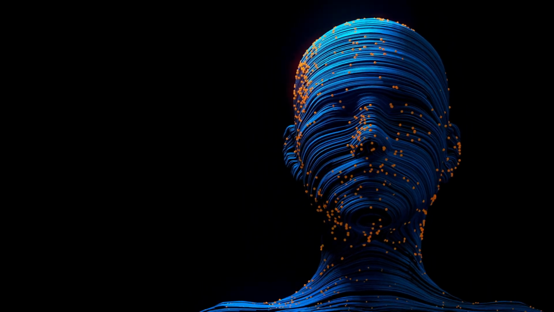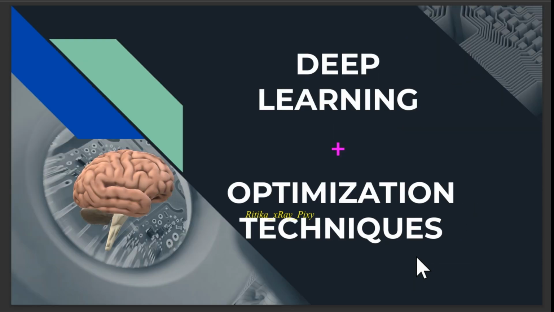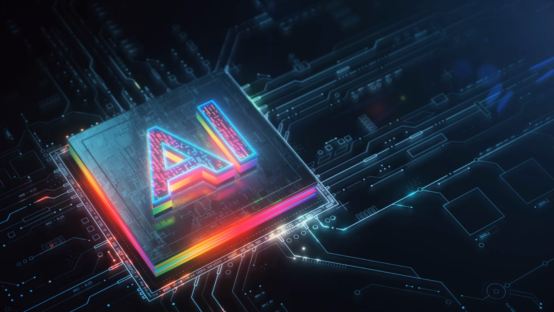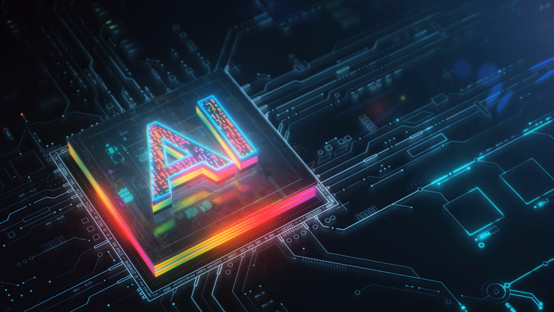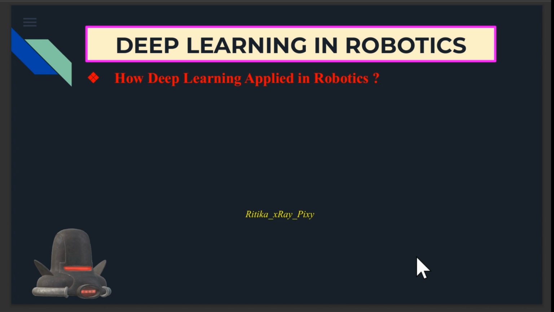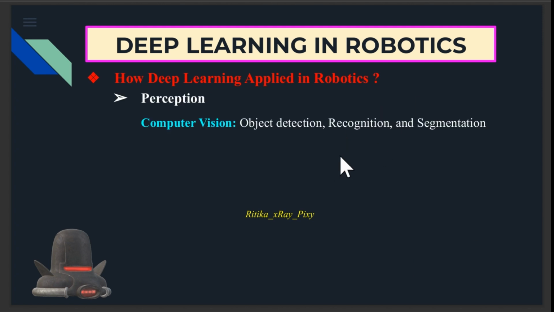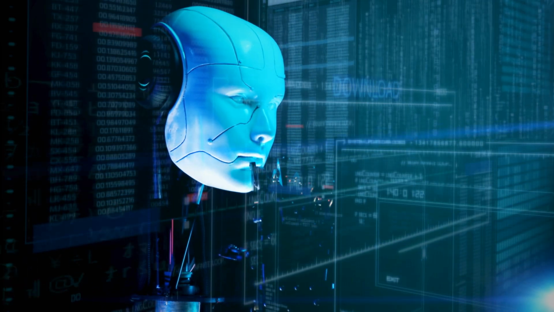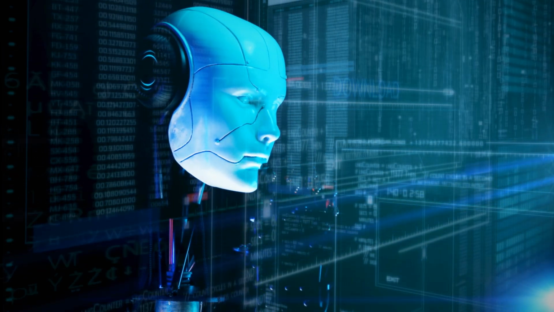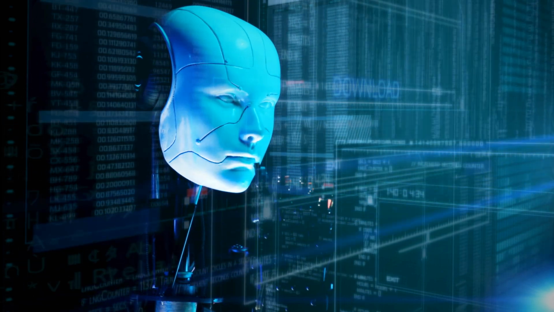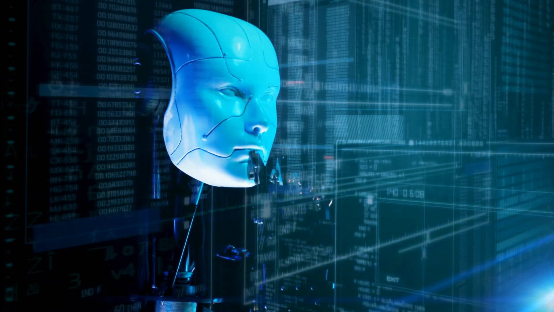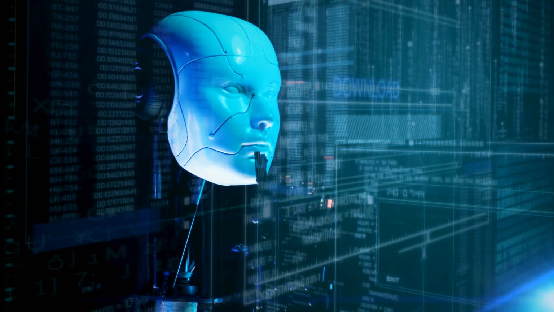First, we discuss the role of optimization, then what deep learning is and how it is helpful for robots. Now, how can we apply deep learning to robots? First, we have perception. In robotics, perception means we are making the robot aware of its surroundings. It means how a robot uses its sensors, like cameras, microphones, or touch sensors, to understand its surroundings.